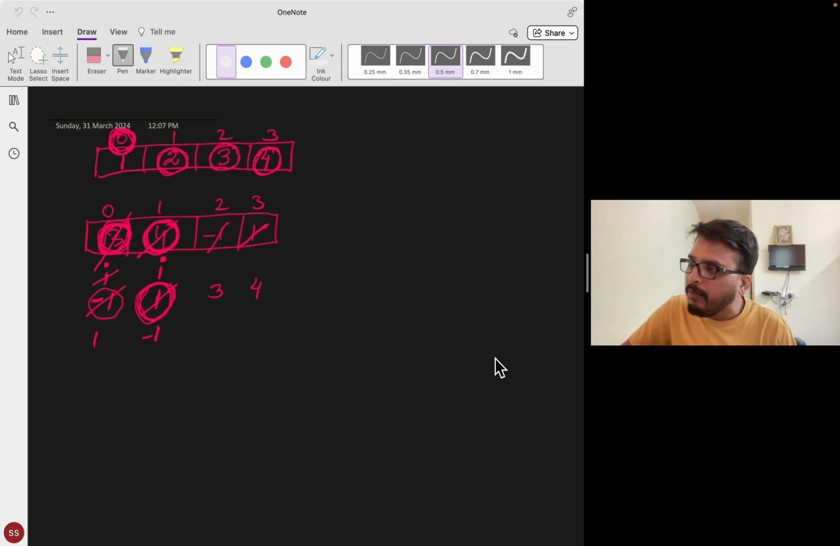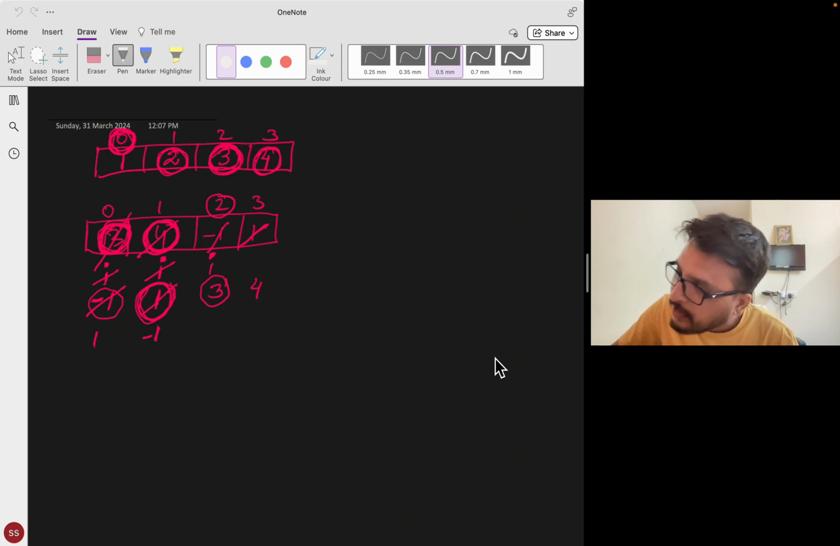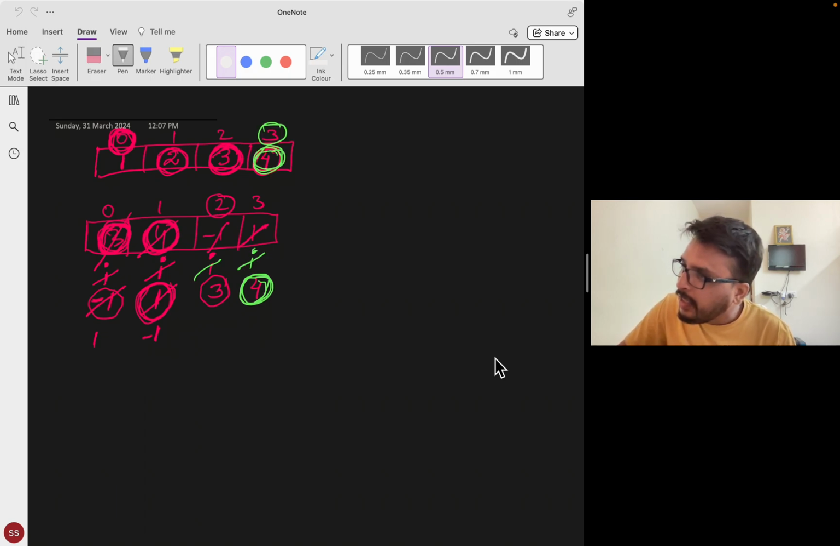Now it is a negative number and we are looking only for positive numbers. So I will move my I, and what I am seeing here, 3 is at the right index. Let me change the color. Okay, now I will move my I here. Here also 4 is at the right index. Then I will move my I.